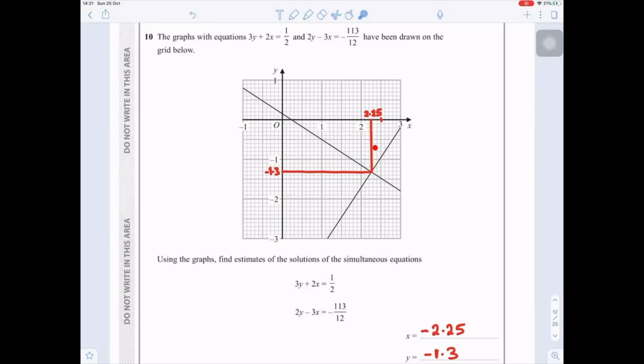If you go up, it would be 2.25 for x. And if you go to the left, it's minus 1.3. So for x, 2.25, and for y, minus 1.3. It should just be 2.25, not minus. X is positive. 2.25, and y is minus 1.3. You look at where they meet and you read the values for x and y from the axes.